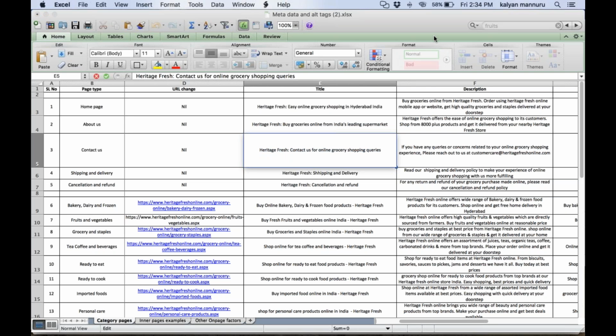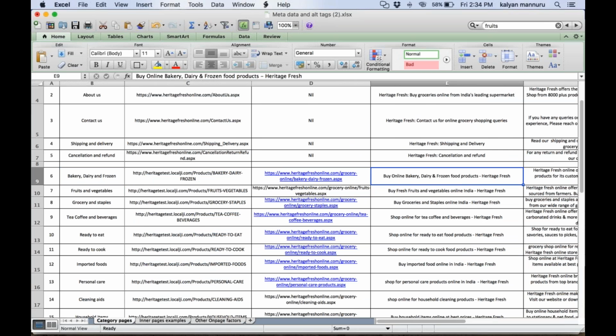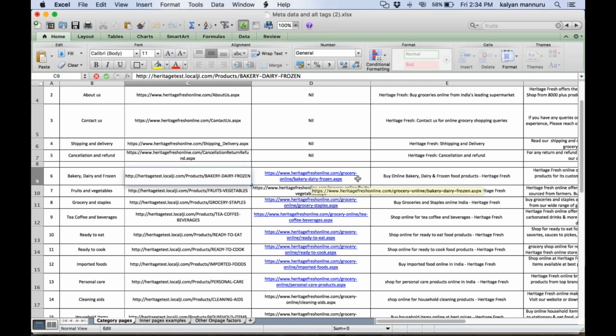So we have category pages here. Bakery is one of the categories. The existing page was something else. Sorry, the existing page was this: slash product slash the category name. We said please change it to this. The URL has grocery online as a core keyword, and include the name of the category in the title.